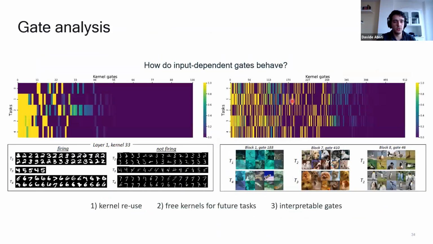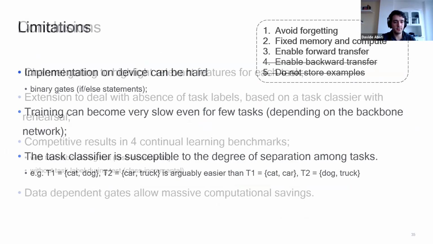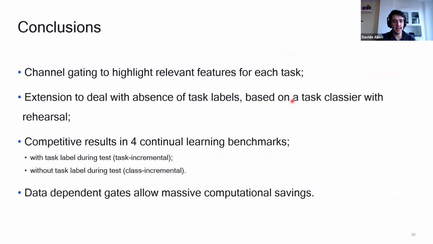I was just at the conclusion slides. So we proposed channel gating to highlight relevant features for each task. We extended parameter isolation models with a task classifier to deal with class incremental settings. And we showed results in four continual learning benchmarks. And as a byproduct of the fact that we are input dependent, we can also save some computation.